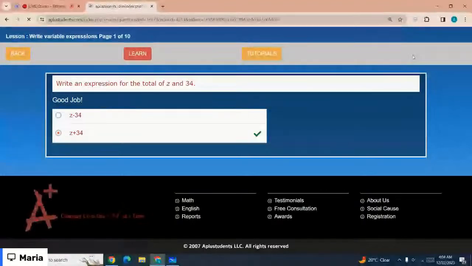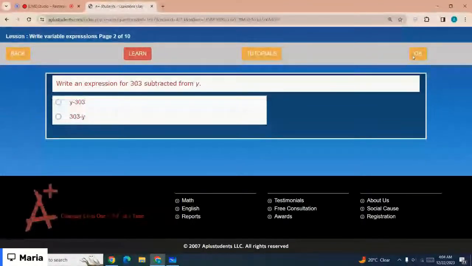Option 1. Option 2. Total is used whenever you have to add. Just understand the word, right? So that means it is option number 2, that is z plus 34. Got it, Asha? Is there any confusion with the word total?